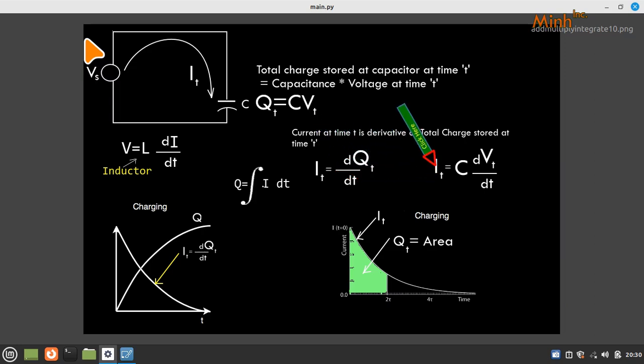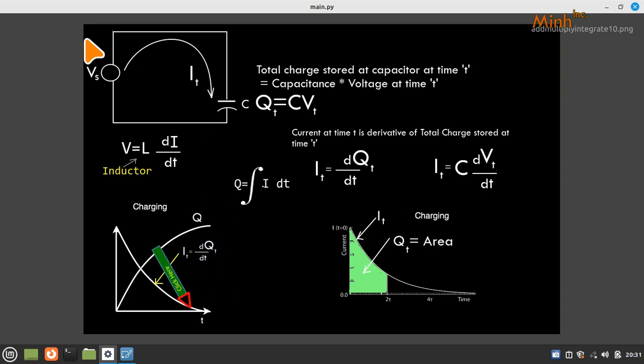So, if dq by dt is I, then I at any moment is C into dv by dt. Now, as we talked, integration is nothing but calculating the area. If I have a curve whose equation is I, and then I calculate the area, it becomes Q.